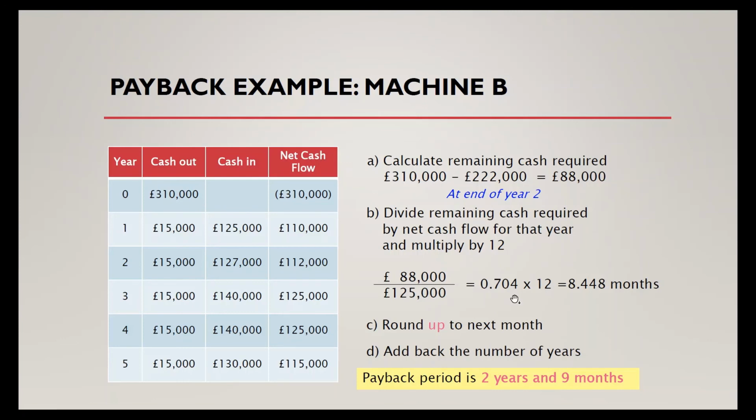In this case, 88,000 divided by 125,000 gives us 0.704. And we multiply this by 12 months, which gives us 8.448 months. Remember, the next step is to round up this figure. So even though 8.448 is smaller than 8.5, we still round the number up. In this case, the conclusion is that the payback period is 2 years plus 9 months.